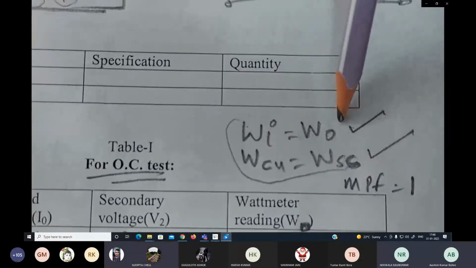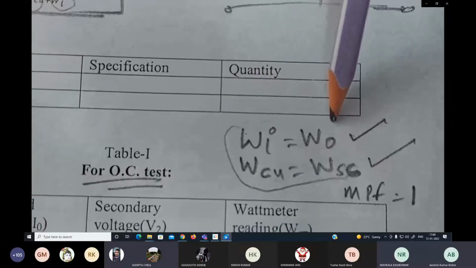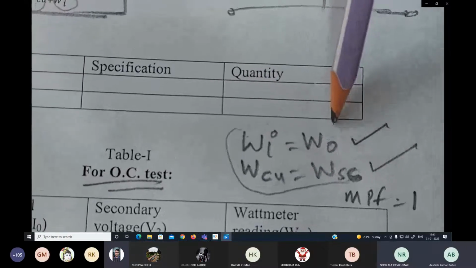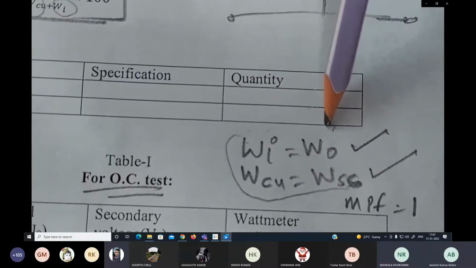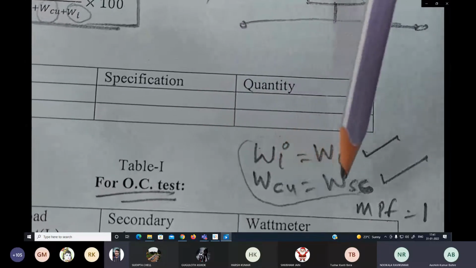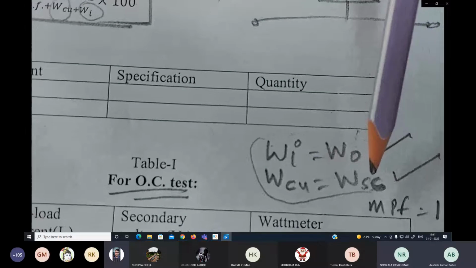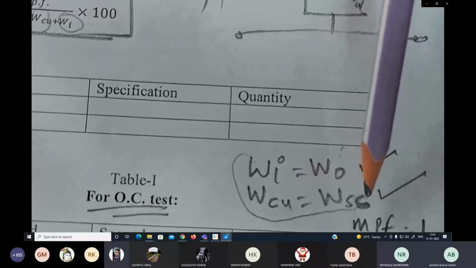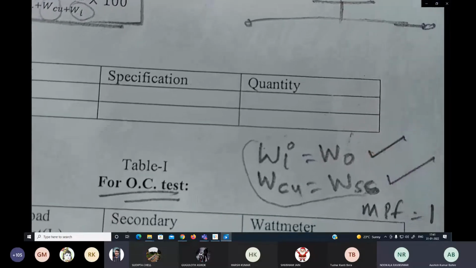From the open circuit test, Wi, that is the iron loss, is obtained as the wattmeter reading at the open circuit condition. And the copper loss is the wattmeter reading in the short circuit condition of the transformer.